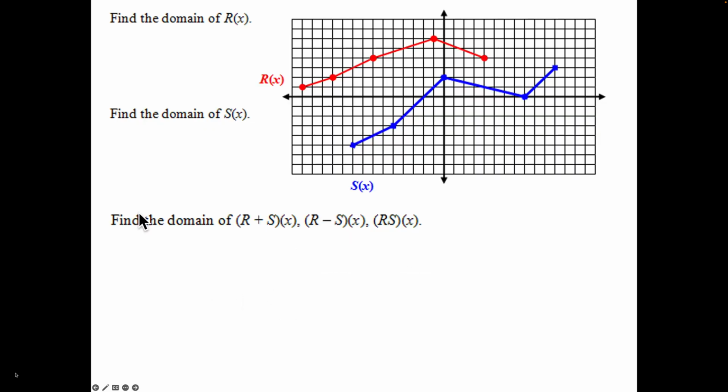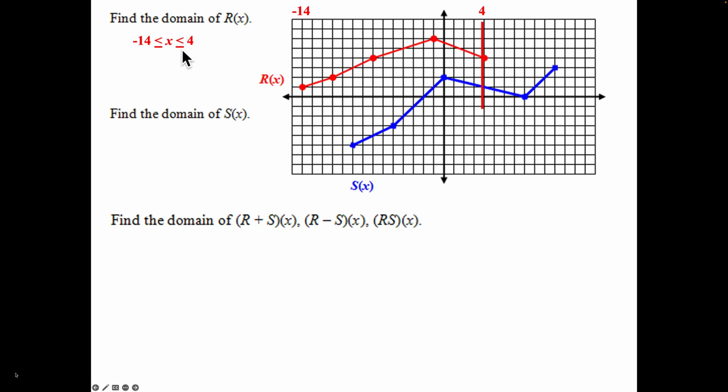All right, adding and subtracting functions using graphs. So pay close attention here because I always get people confused here. What is the domain of r of x? Everybody can answer this one. Oh, we go to the far left x all the way to the far right x. So we're going from negative 14 all the way over to 4.